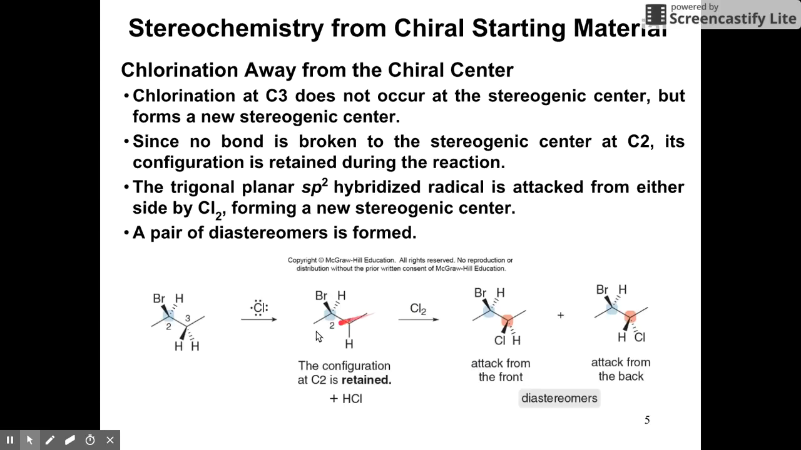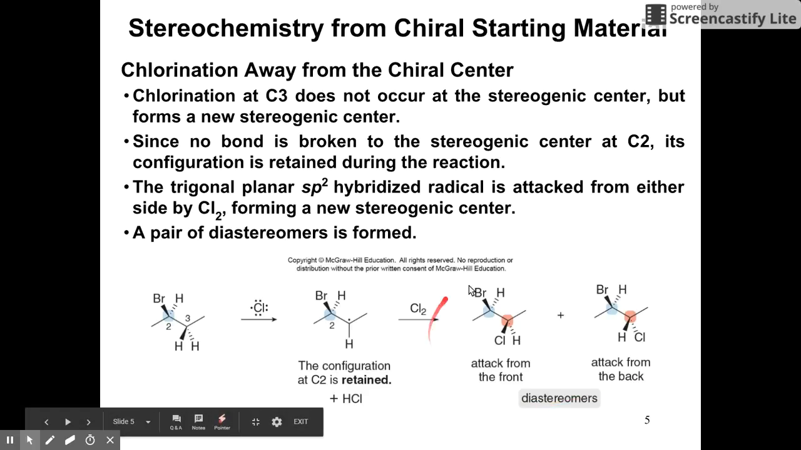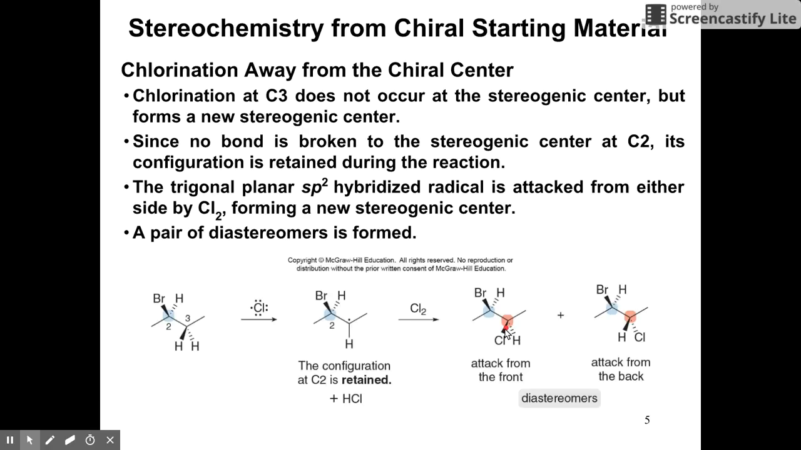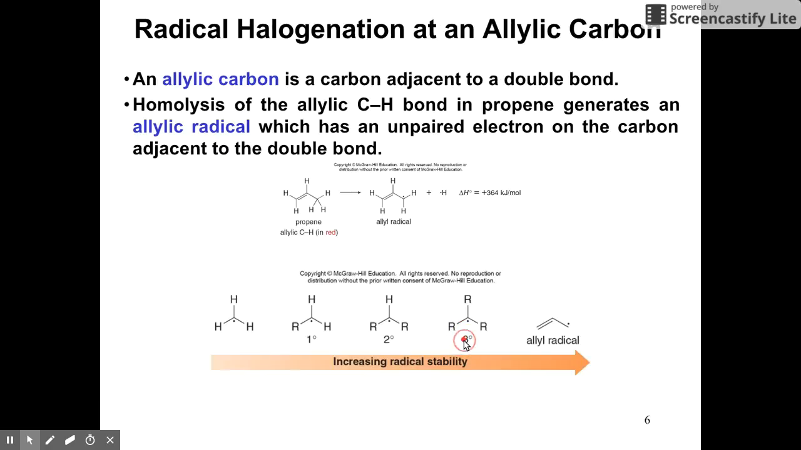If we look to another carbon, if we look to carbon 3 in this case, what we're going to create is a mixture of diastereomers, because we're going to get racemization. We're creating a chiral center, but it's going to be racemic, and therefore we're going to have a mixture of two diastereomers in this case. And so that's kind of the keys to stereochemistry of radical reactions.